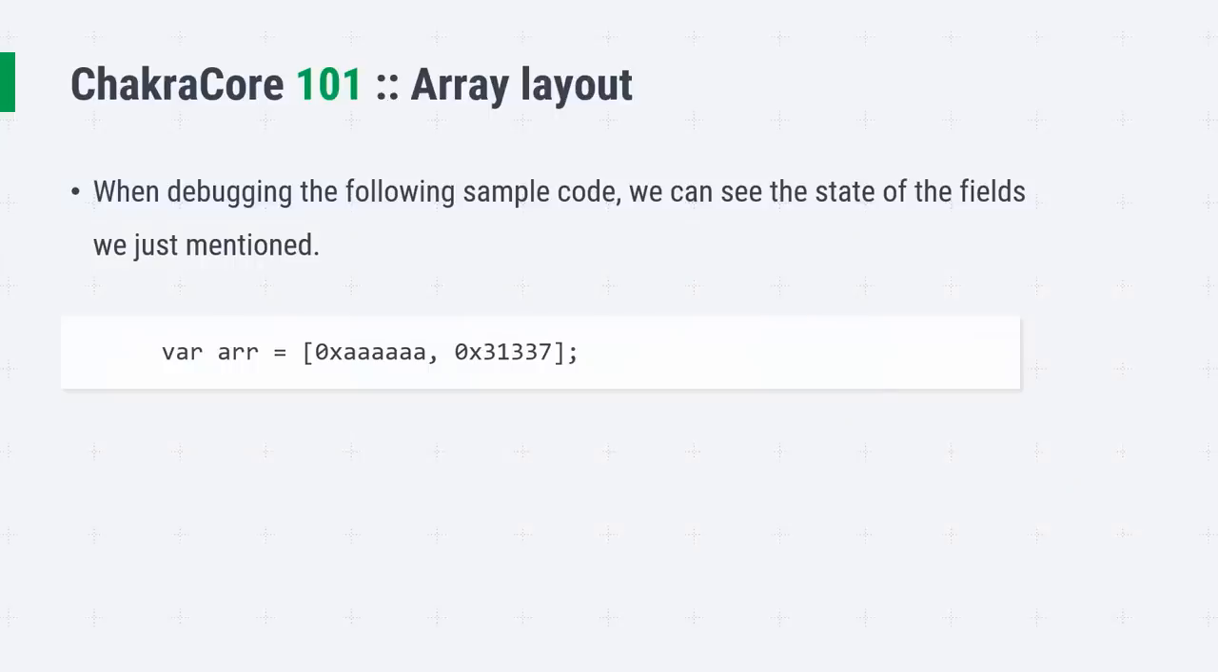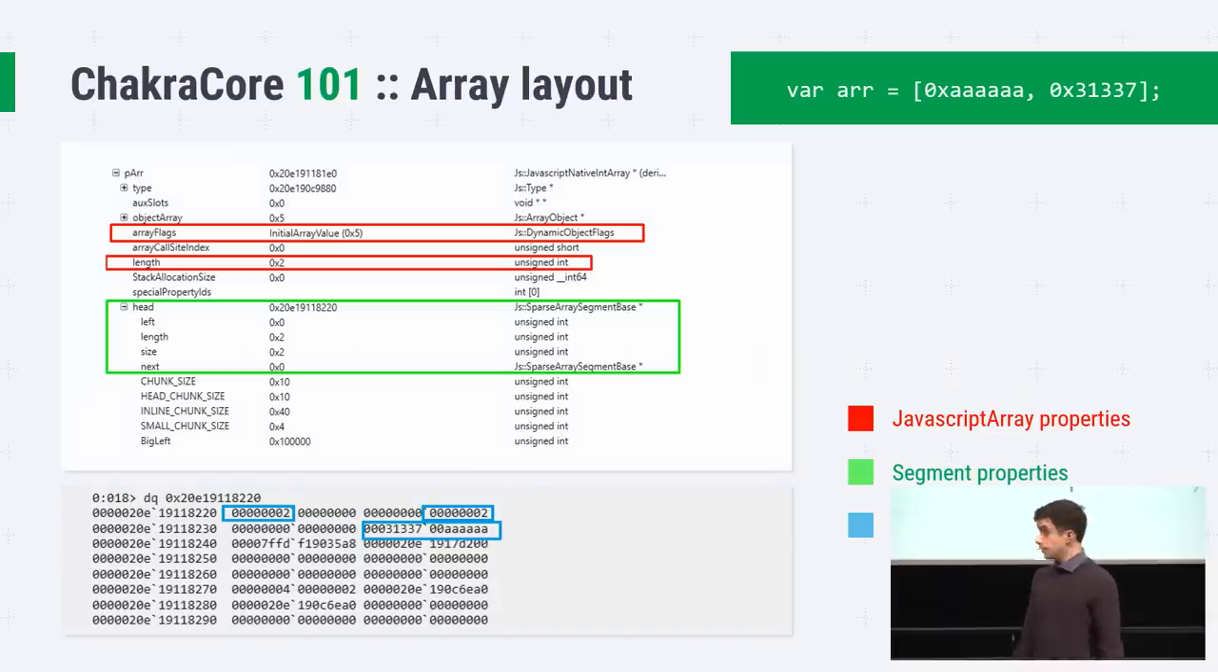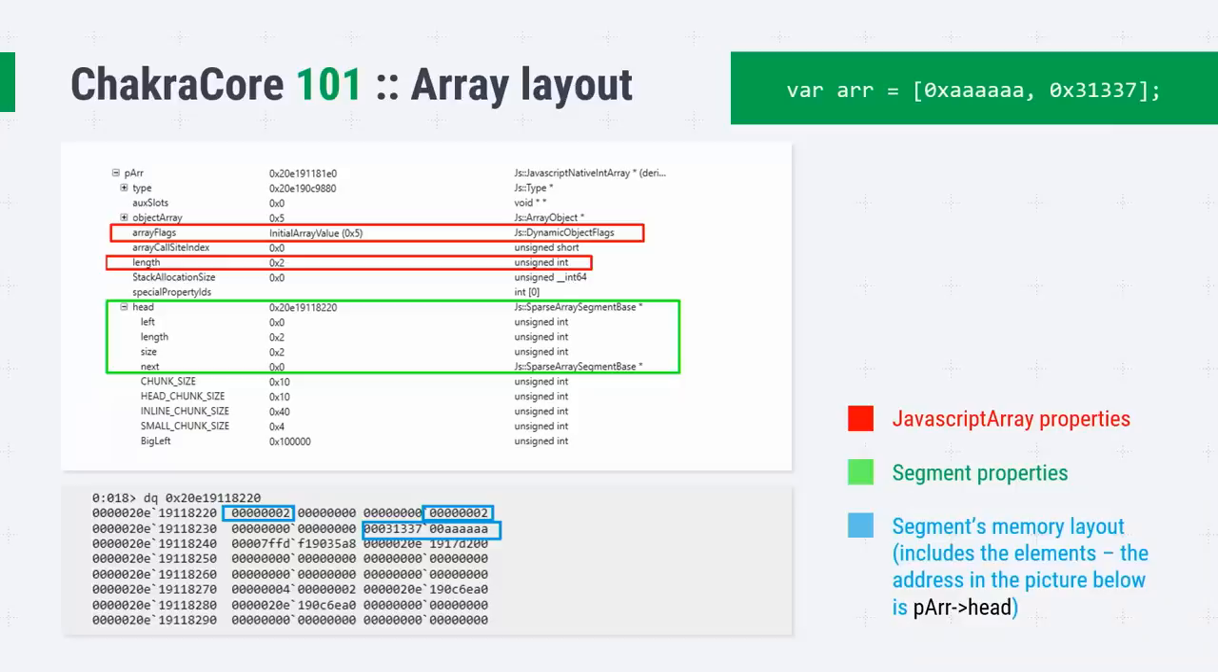We have this simple example where we have two values, in this case integers, and we have an array with two values. Let's see how it actually looks in memory. In red, we have the JavaScript array properties. We can see the initial array value, which is the array flags value. In green, we have the actual segment. We can see the segment has a length and a size. And in blue, we can actually see the memory layout of the segment. If you notice on the bottom right, we have the two elements we defined. So we actually can see this in memory, and this is how it looks.